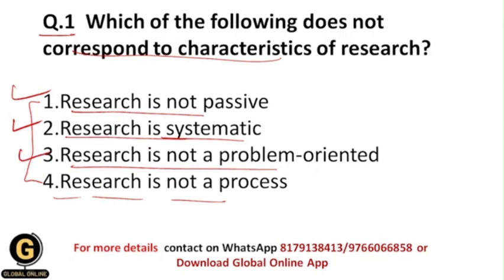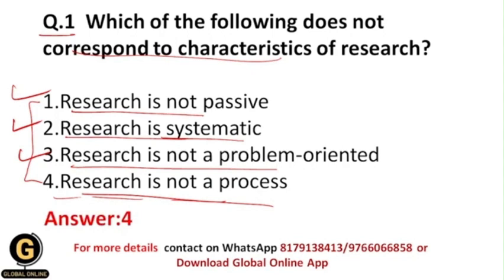Research is not a process. As I have told you earlier, research is always a process because it's a long lasting procedure in which lots of steps are there, and we are going to see these steps in the next upcoming videos. So basically students, research is always a systematic process, and that's why the correct answer to this question is 4, because research is not a process is not a characteristic of research.